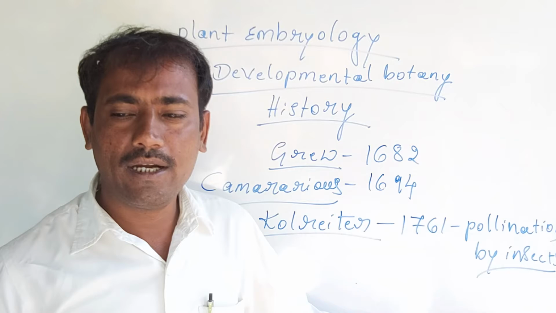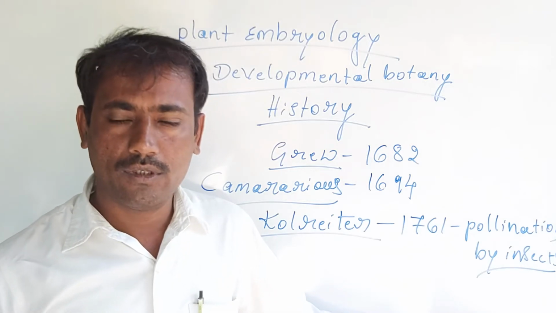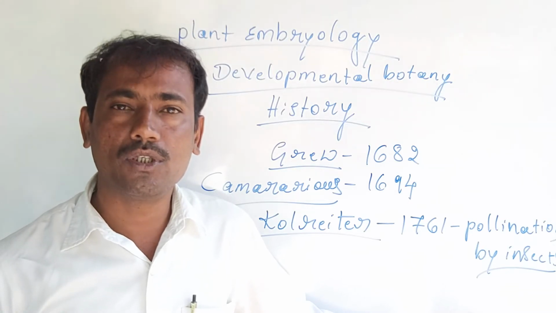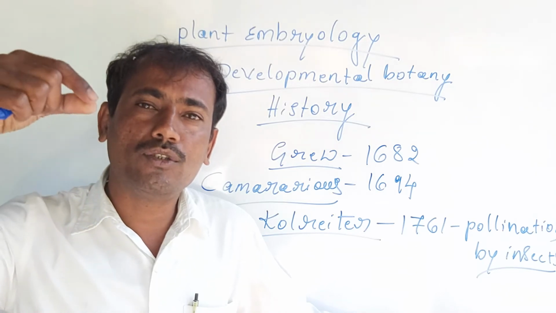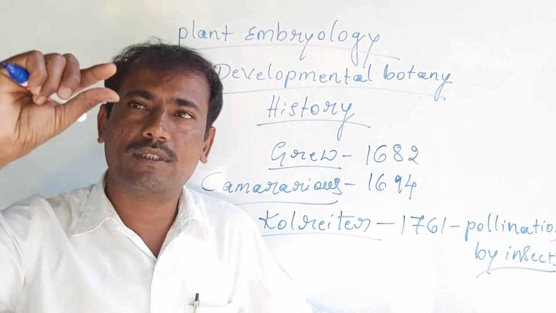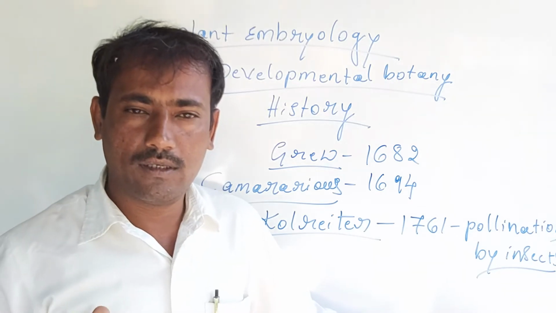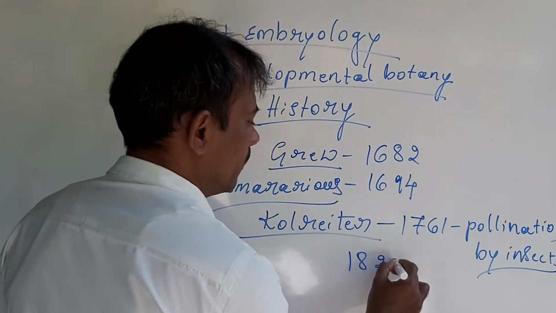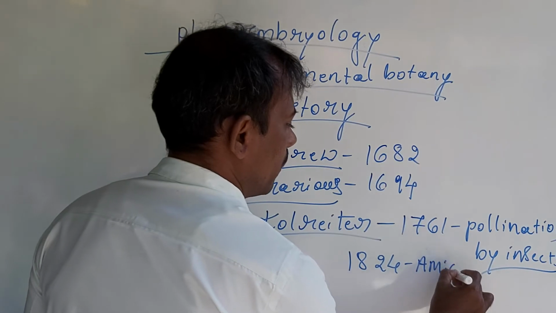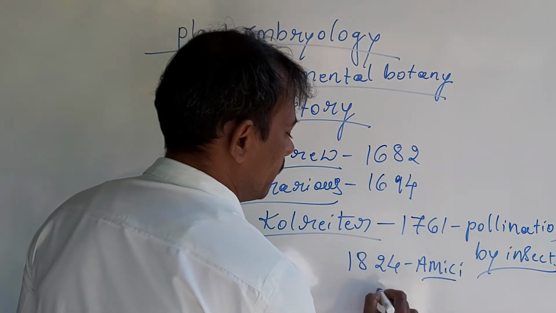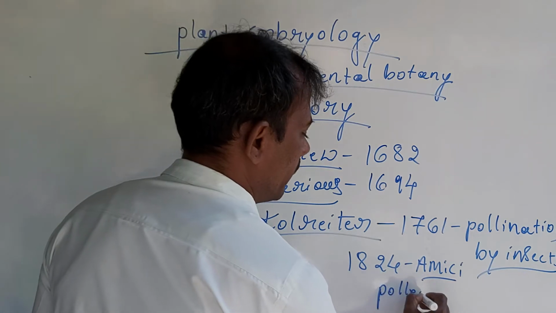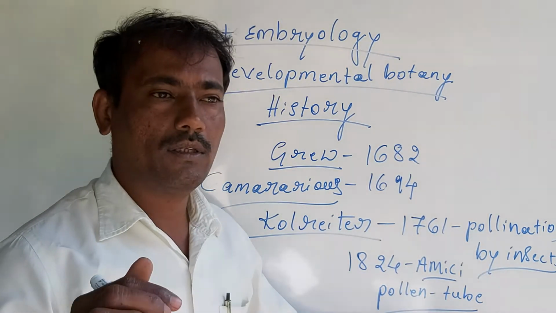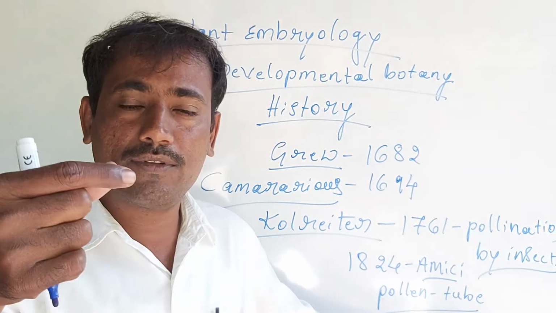And later on, in the year 1824, it was Amici who observed the growth and development of the pollen tube, which begins from the stigma of the flower. So it was a very good observation. It was in the year 1824, Amici, who observed the growth and development of the pollen tube in the flowers, which begins from the stigmatic surface of the pistil of the flower.